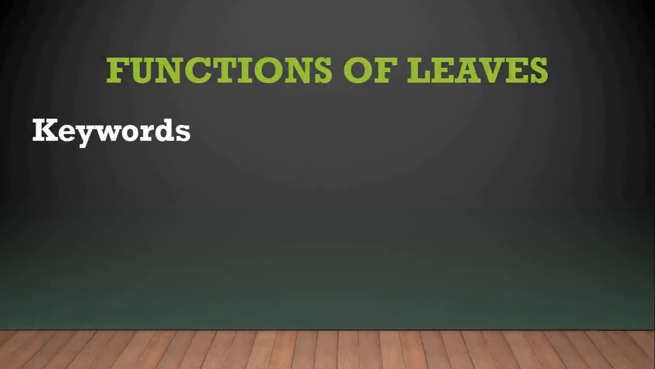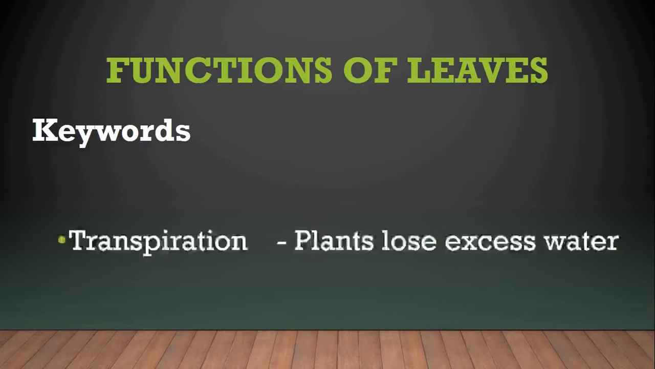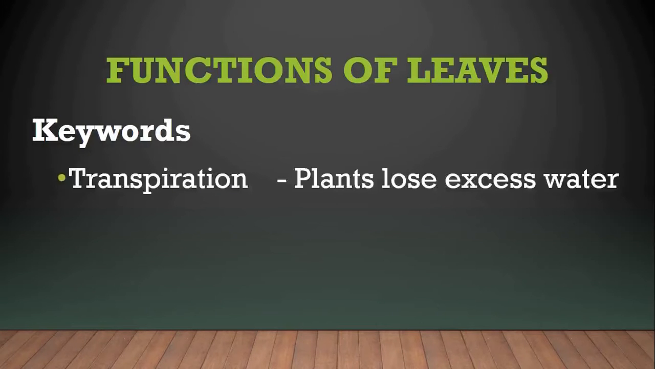First, transpiration. Transpiration is a process by which plants lose excess water through their leaves. Transpiration is the loss of water from a plant in the form of water vapor. Water is absorbed by roots from the soil and transported as a liquid to the leaves via xylem. In the leaves, small pores allow water to escape as a vapor.